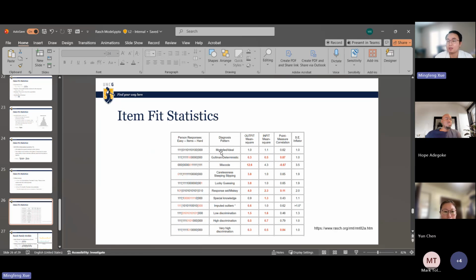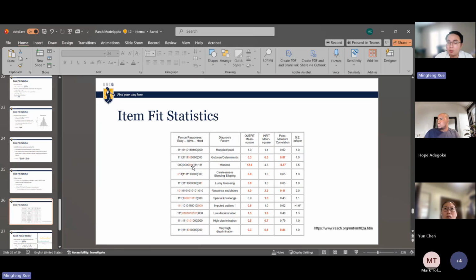This is ideal because this is a Guttman-free pattern, and under this pattern, you will find an outfit of 1 and an infit of 1 as well. This is the perfect item. However, if it is too predictive, you can find that after one point, the responses are always 0, and below that point, always 1. It's too predictable. What is reflected in outfit and infit is that they're very small, below 0.5, around 0.5. So they're too predictive, too deterministic.